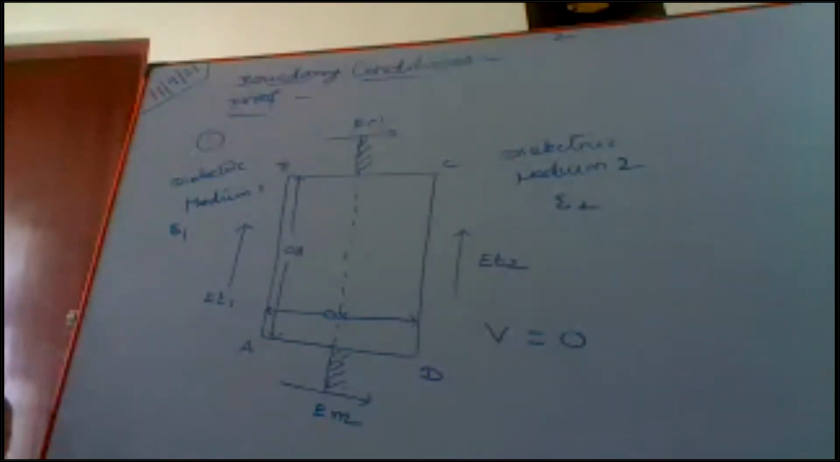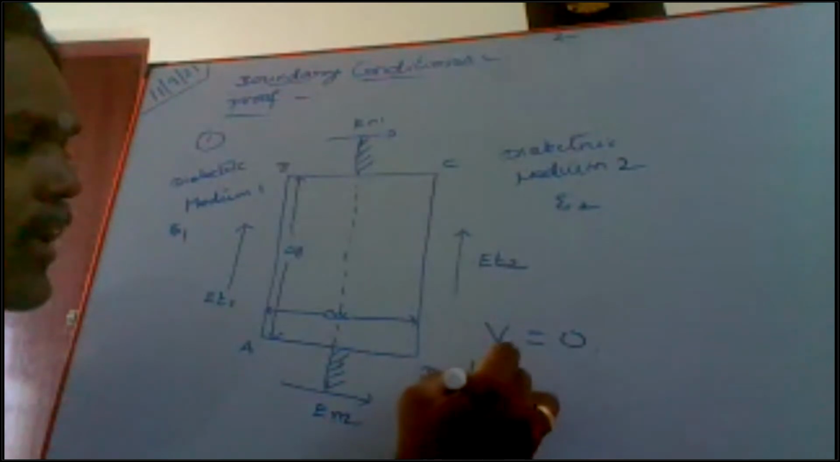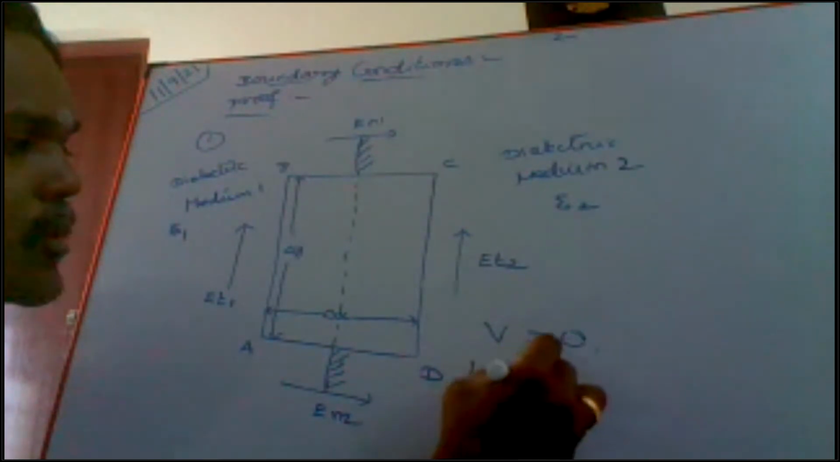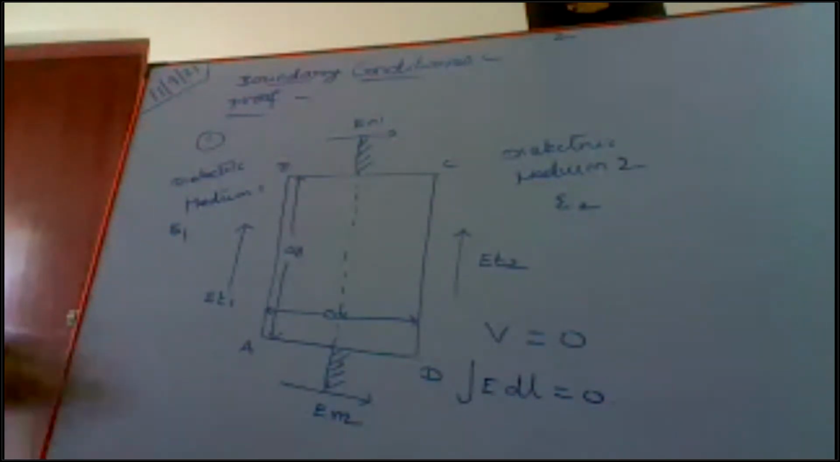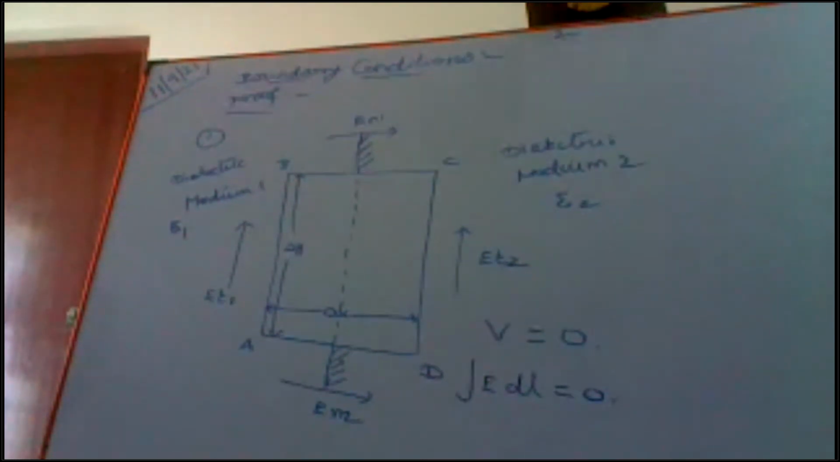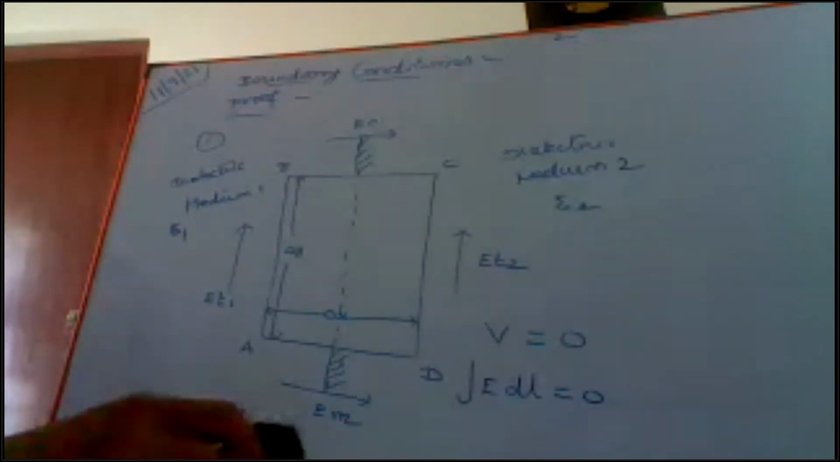Thank you. So the relation between V and E, we know V can be written as integration E dl. So that will be equal to 0. This is the expression we will be getting. Is it okay? So this particular point, we are going to use for our derivation. We will see now how this can be done. I am going to apply this particular condition to this rectangle.